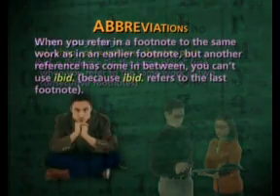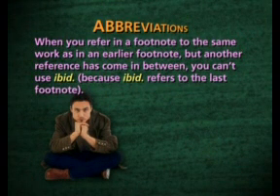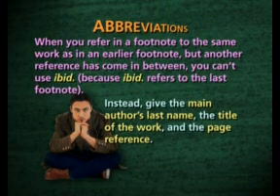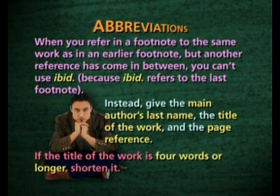54. When you refer in a footnote to the same work as in an earlier footnote, but another reference has come in between, you can't use IBID because IBID refers to the last footnote. Instead, give the main author's last name, the title of the work, and the page reference. If the title of the work is 4 words or longer, you should shorten it. For example, let's say that we referred to George Lakoff's book, Metaphors We Live By, in 2 separate footnotes, with some other footnotes in between in our paper. Here's how we would do it.